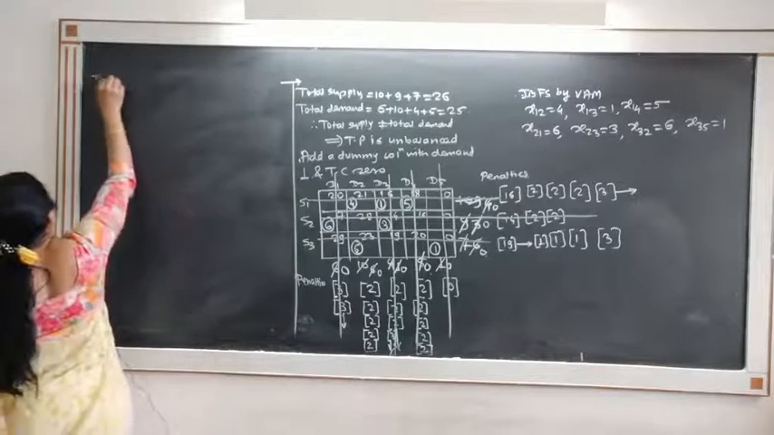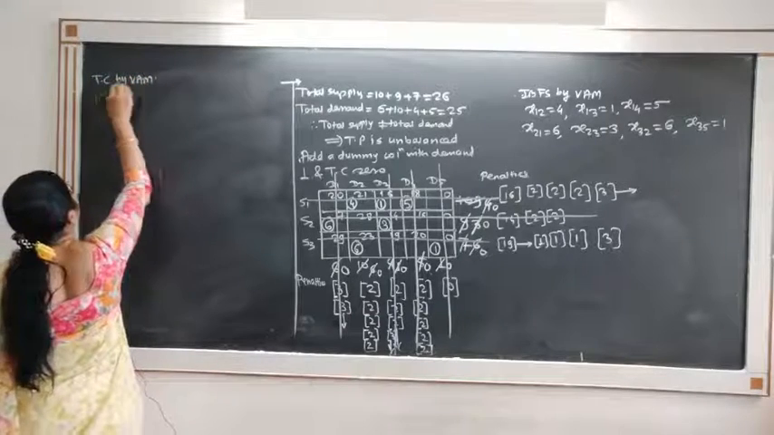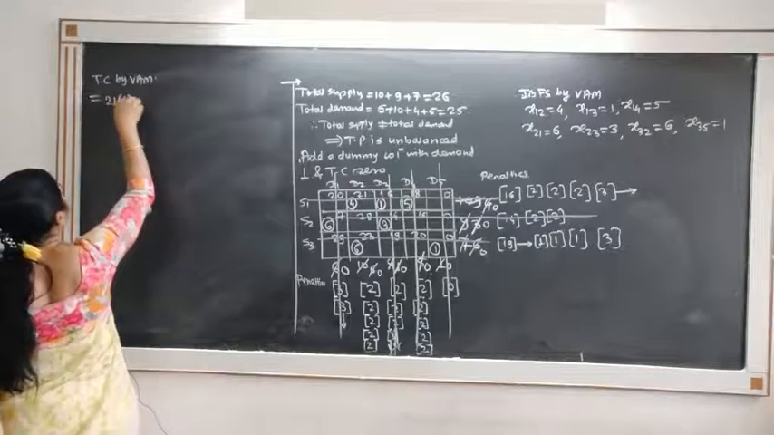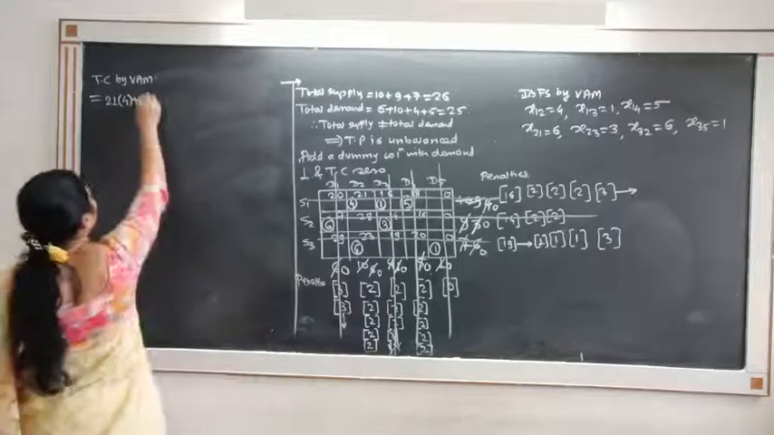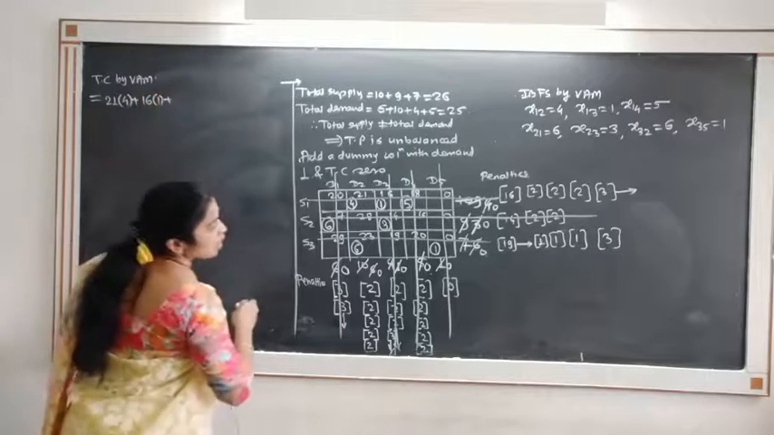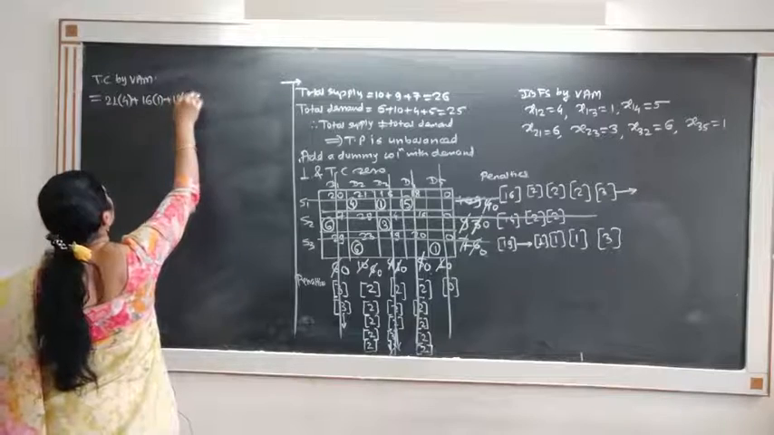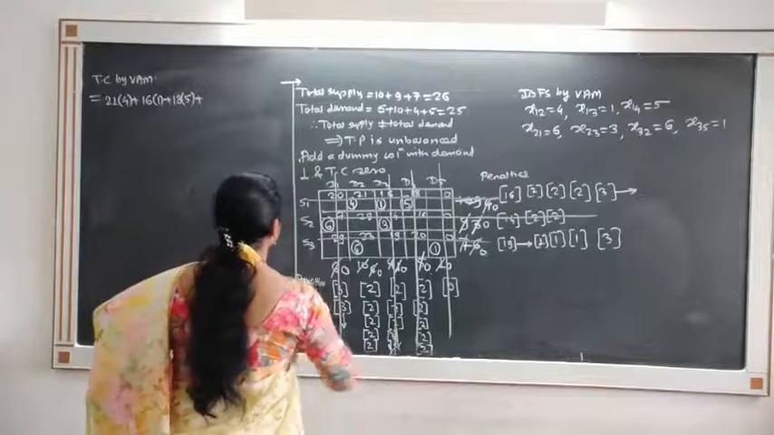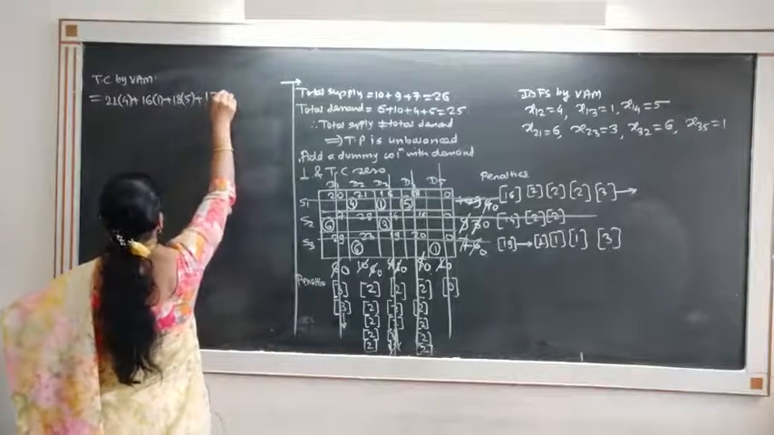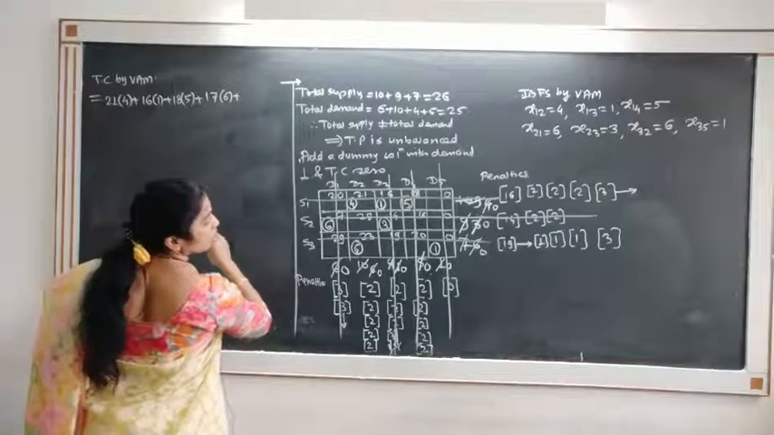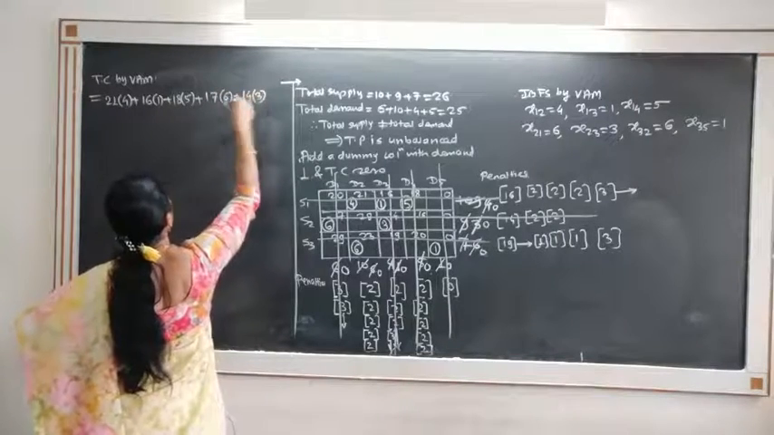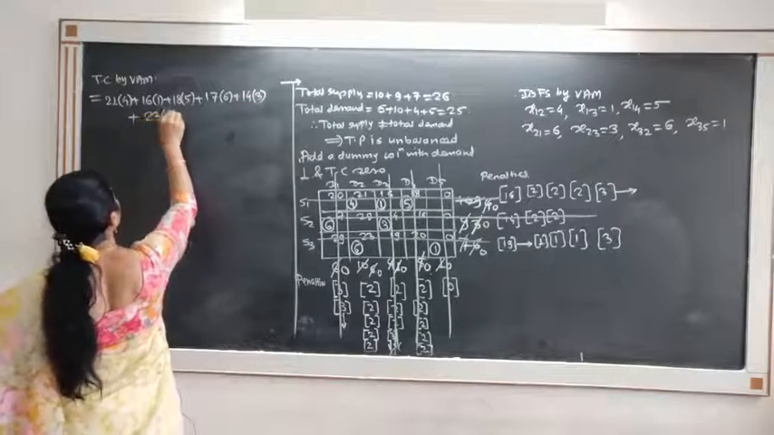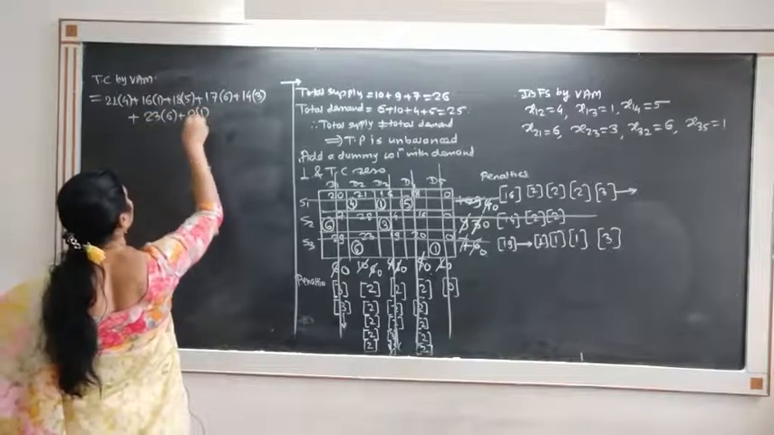So the transportation cost by VAM comes to be 21 into 4 plus 16 into 1 plus 18 into 5 plus 17 into 6 plus 14 into 3 plus 23 into 6 plus 0 into 1, 0.